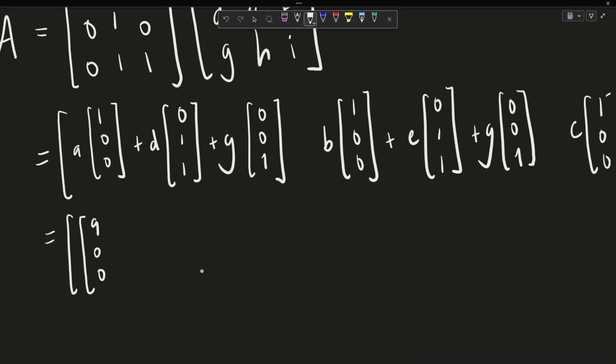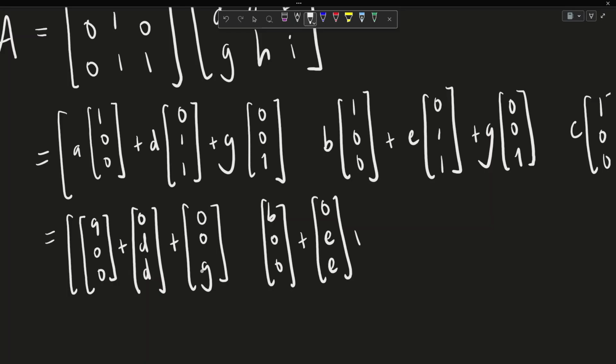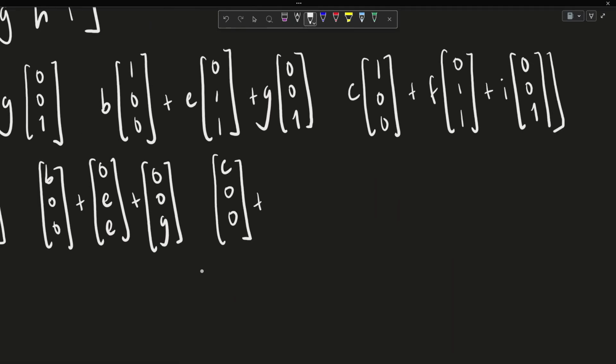This is A, 0, 0 plus 0, D, D plus 0, 0, G. Second column gives us B, 0, 0 plus 0, E, E plus 0, 0, H. And our third column gives us C, 0, 0 plus 0, F, F plus 0, 0, I.